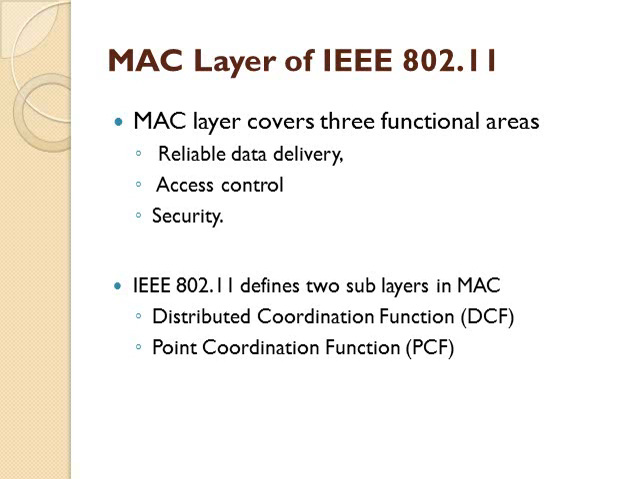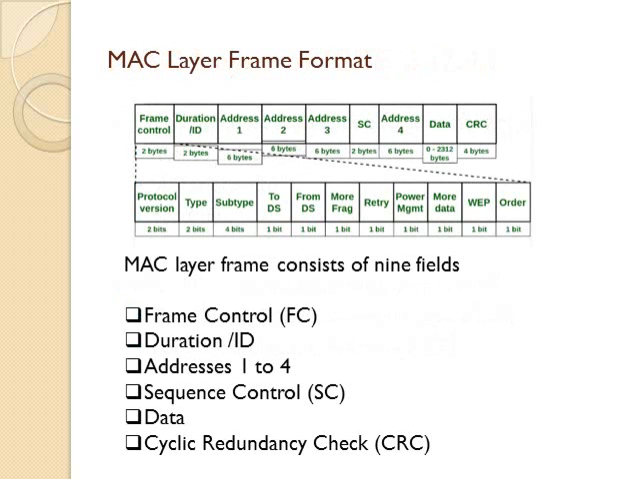If you look at the frame format, it consists of 9 fields as illustrated here. There are 9 fields: frame control, duration, addresses from 1 to 4, and then sequence control, data and cyclic redundancy check.